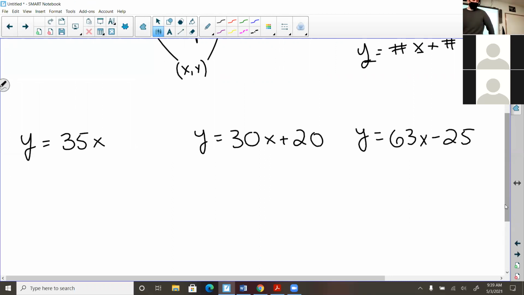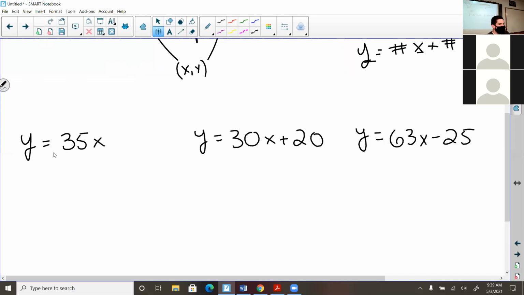All right, so here are 3 different equations. Now, just looking at these 3 equations, I can start to understand what's going on. If I said that these were 3 models that represent the speed and distance traveled by 3 different drivers, what would these numbers then mean?